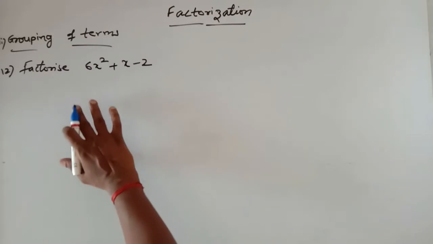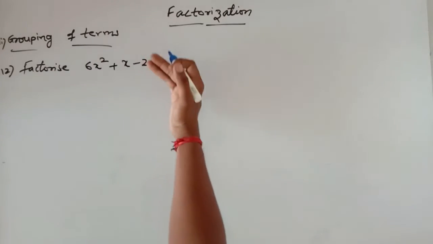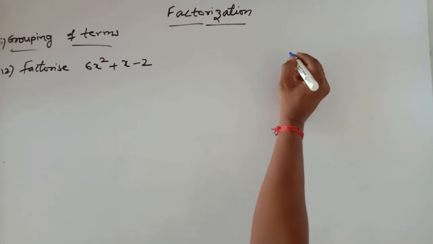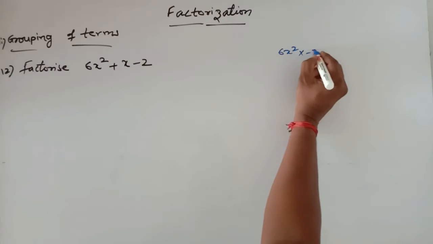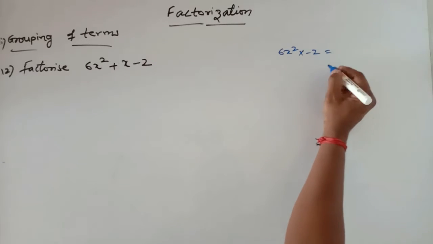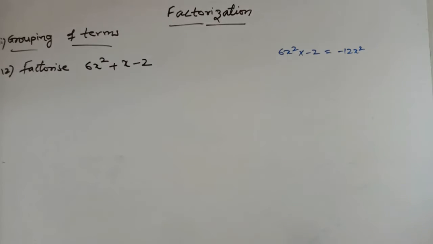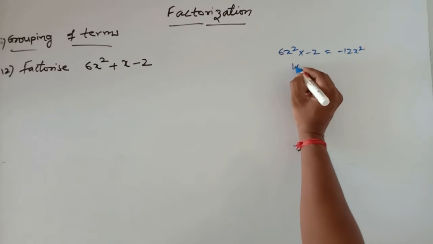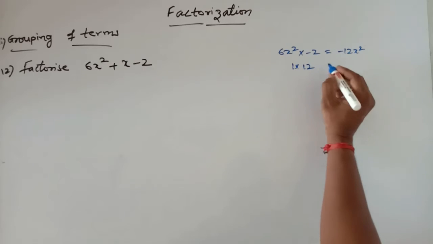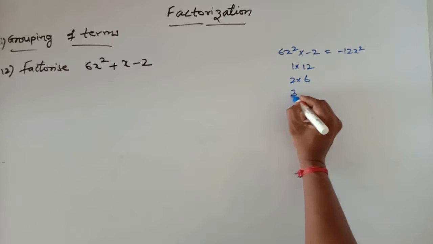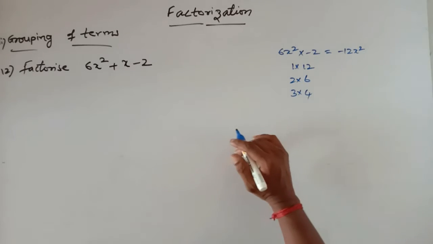Now multiply the first term and the last term of the expression, that is 6x square into minus 2. Then what is the value I am getting? Minus 12x square. What are the factors of minus 12x square? First I am taking 1 into 12, and next is 2 into 6, 3 into 4, and reverse.